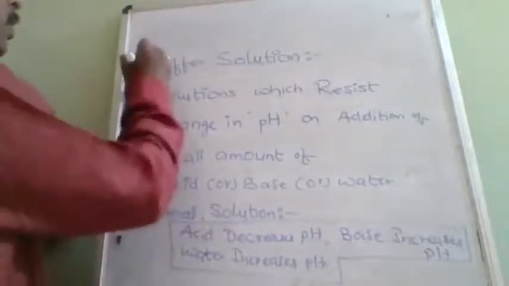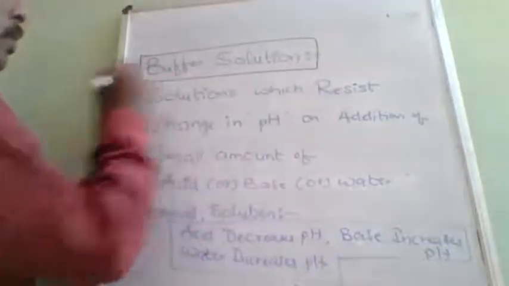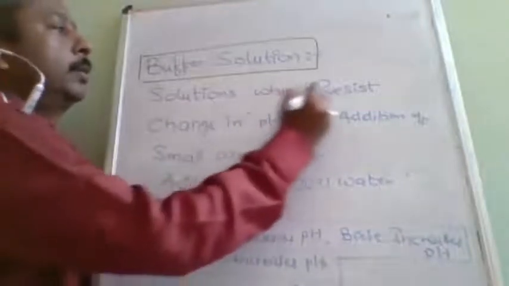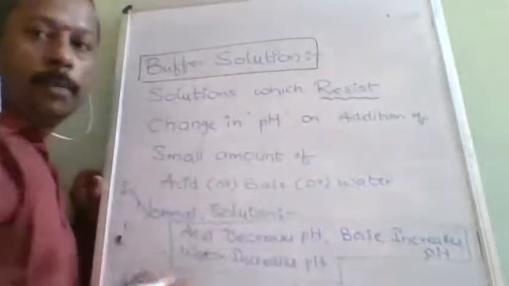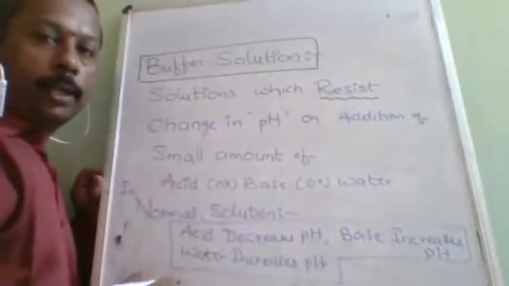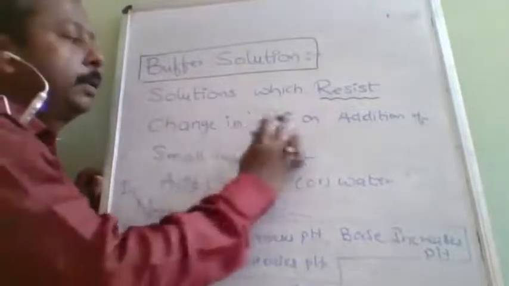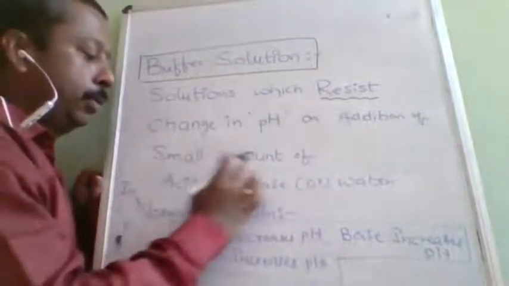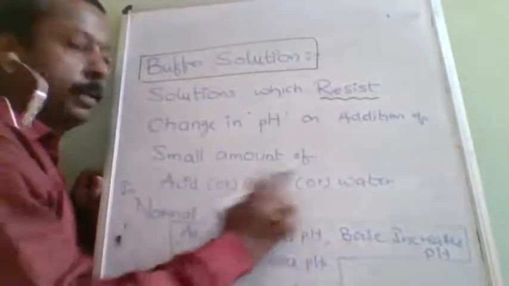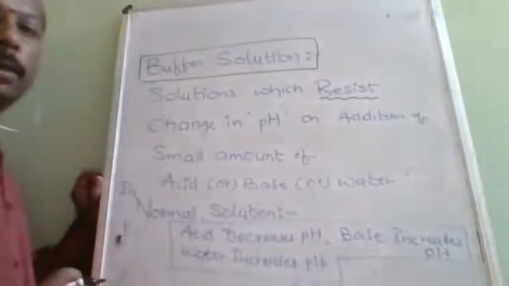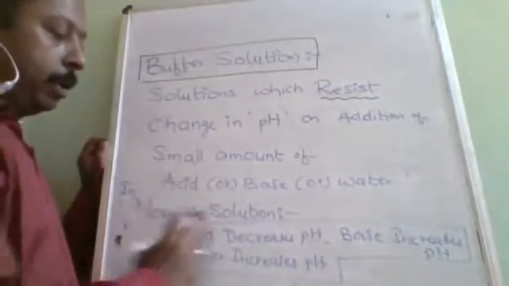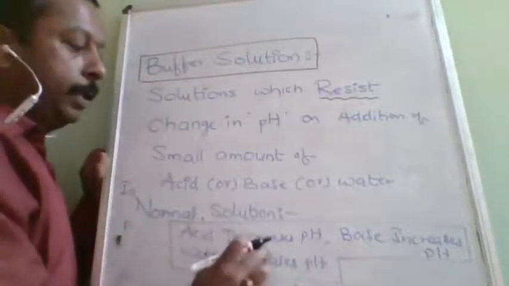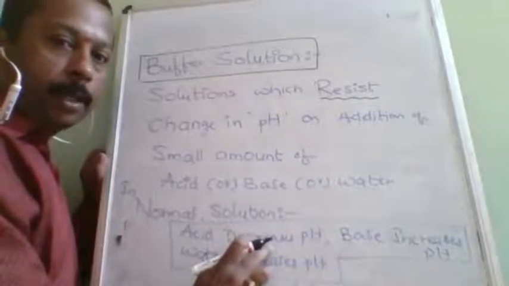Now let us start with today's topic, buffer solution. Buffer solutions are solutions which resist change in pH on addition of a small amount of acid or base or water. Normally, when you add acid to a normal solution other than a buffer solution, pH decreases. When you add acid, what happens?